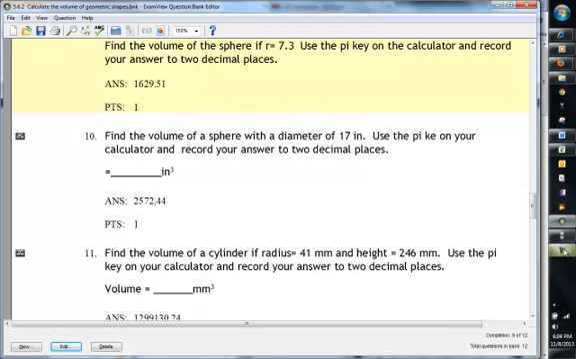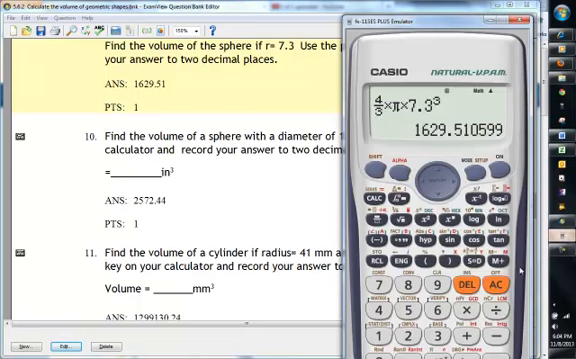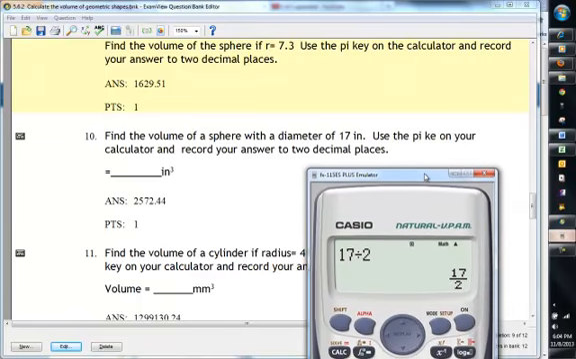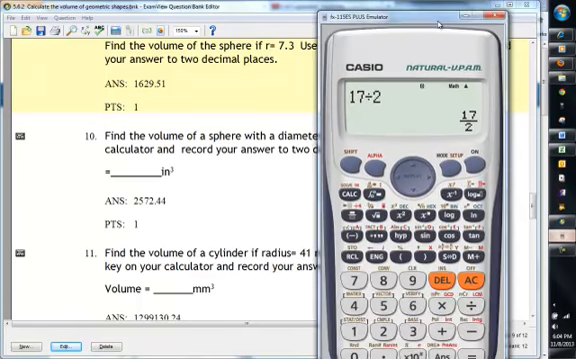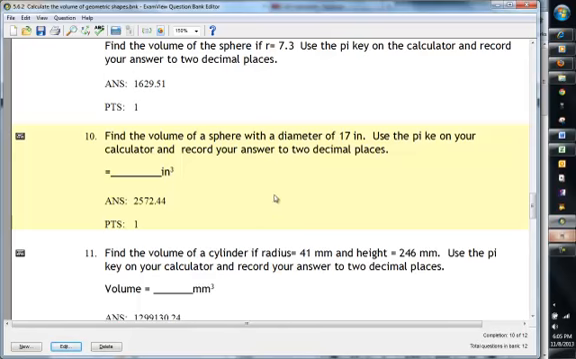Now it says the diameter. So the first thing you're going to have to do is to take the diameter divided by 2, and you get 17 halves. Use the pi key on your calculator. So we would take fraction 4/3 times pi times 17 halves to the third is 25272.44.